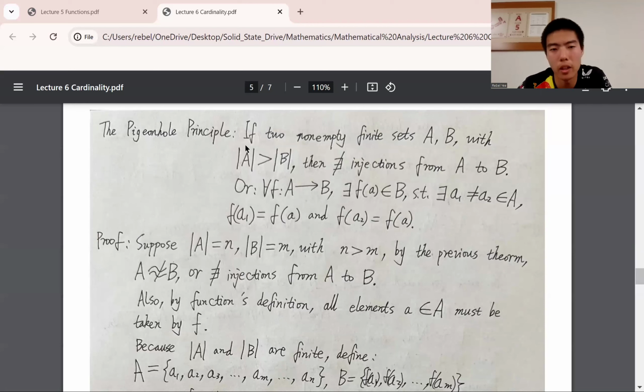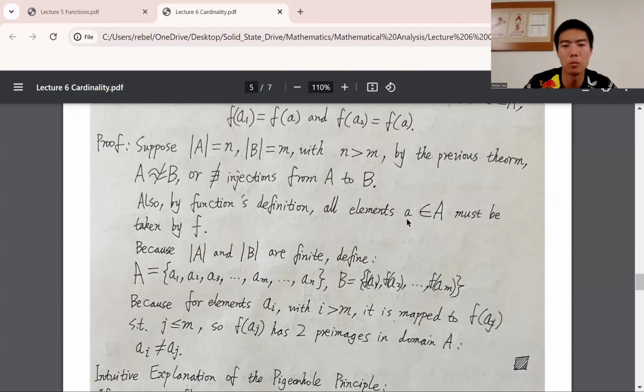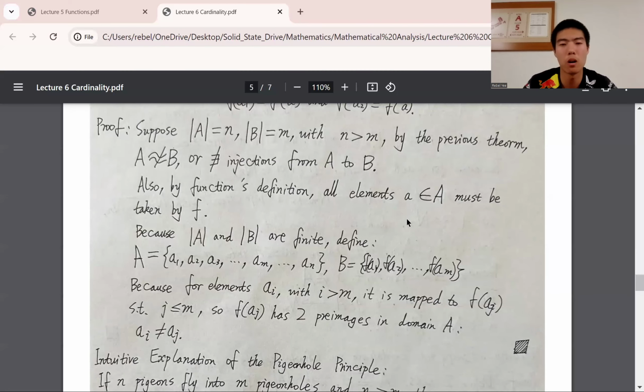Formally and mathematically, it is defined as: if A and B are two non-empty finite sets with A's cardinality greater than B's cardinality, then there doesn't exist an injection from A to B. Or, for every function from A to B, there exist two unequal elements in A that are mapped by the function f to the same value in B, which means it's not an injection. This is the pigeonhole principle, and it is super effective in some theorems, which we'll see in a while.